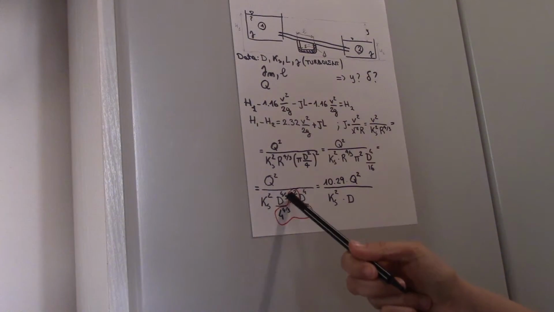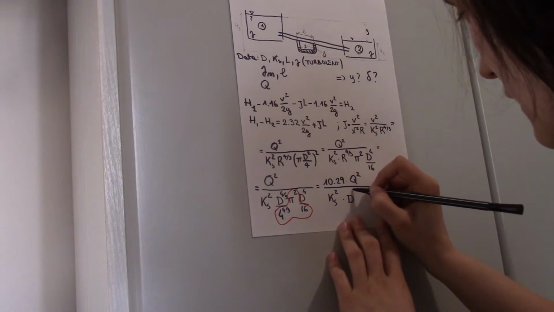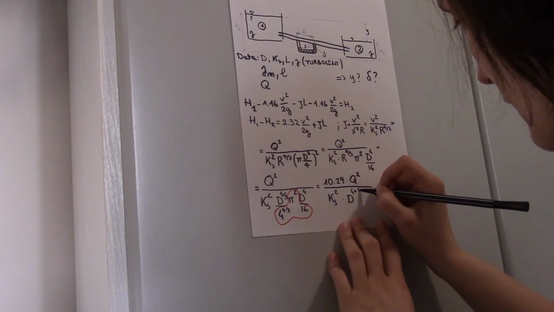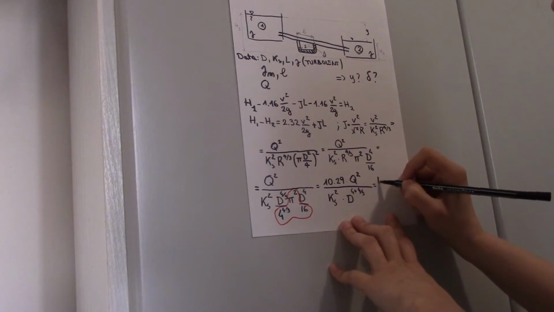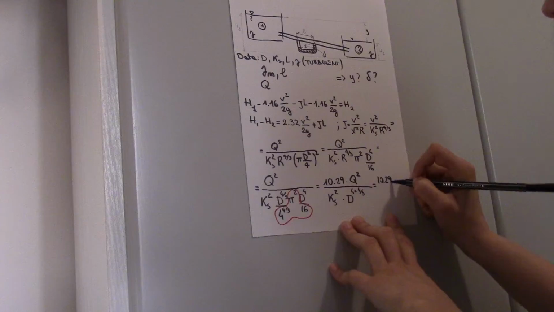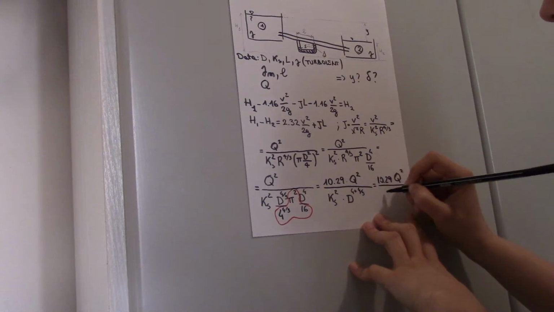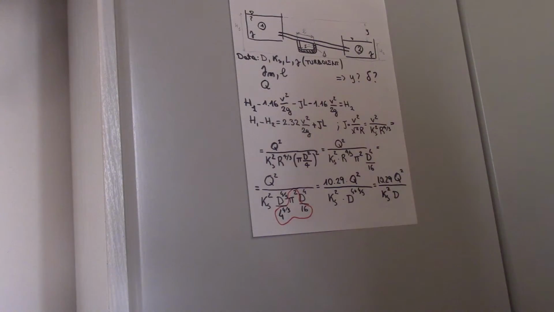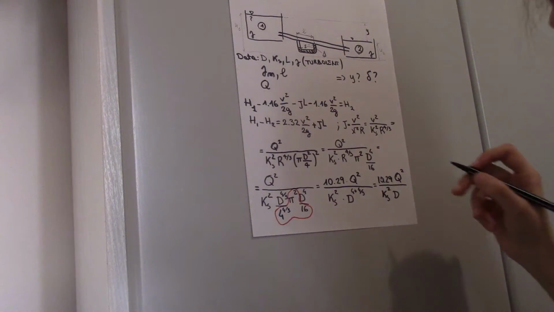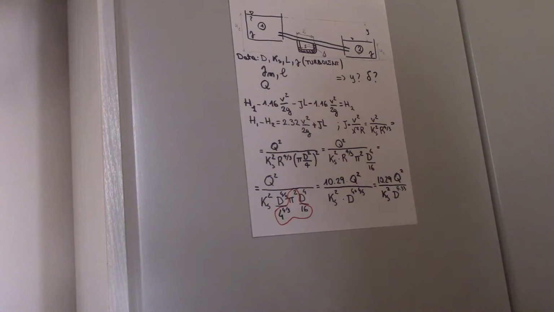It's 4 plus 4 over 3, which gives you again and finally 10.29 q to the power of 2 over ks to the power of 2 times g to the power of 16 over 3, which is 5.33.